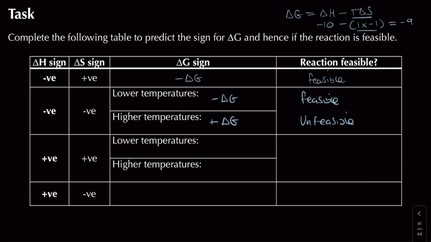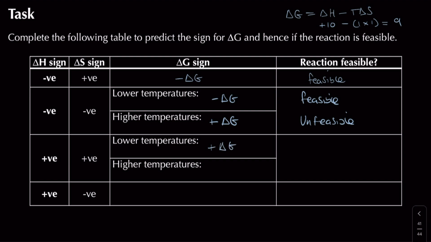What about the next one then? We've got lower temperatures and higher temperatures over here. Let's look at our value of delta H, and imagine that's +10, and we're subtracting our temperature of 1 times entropy, which we're going to say is +1. This gives us a value of 9, so we know at lower temperatures we're going to end up with delta G actually being positive.